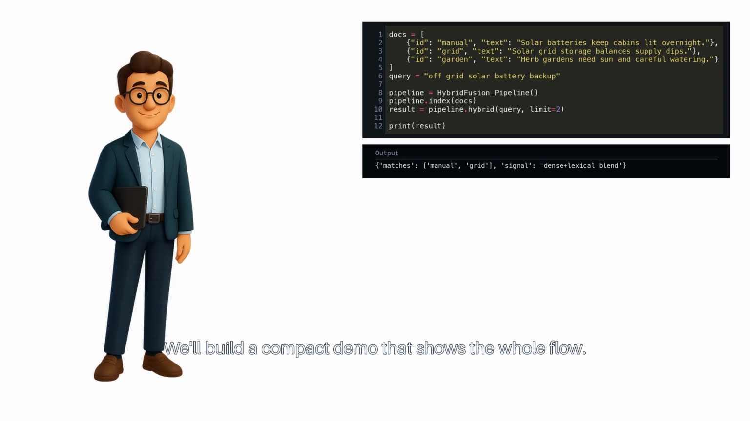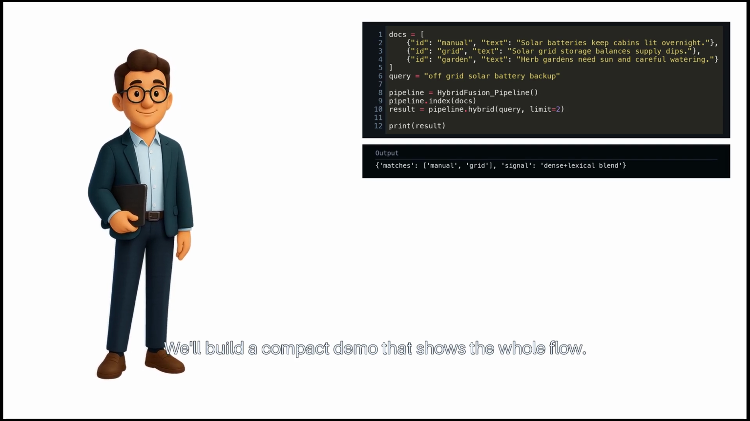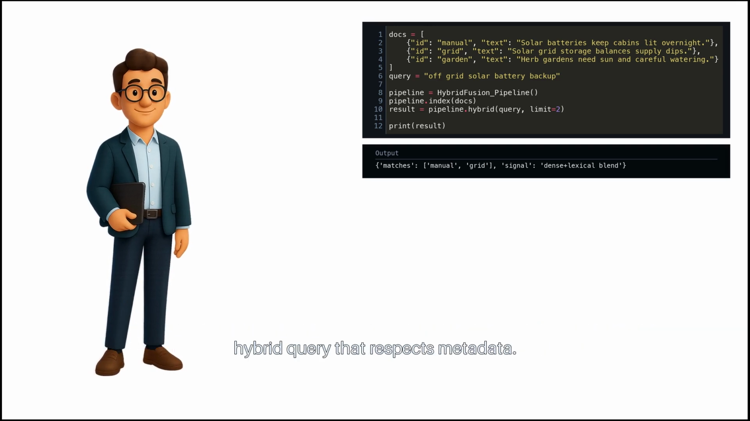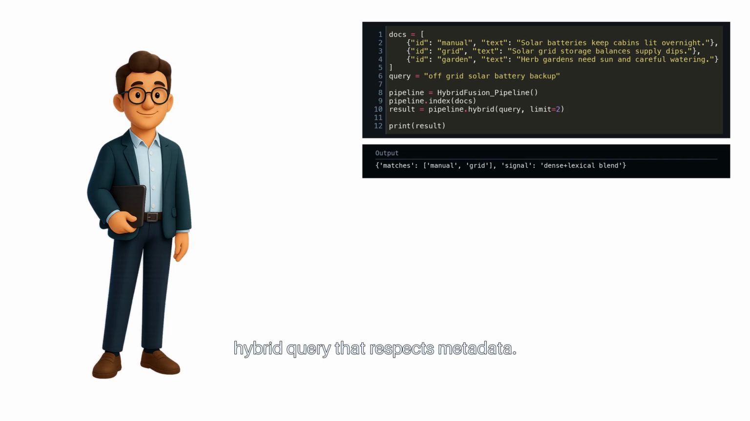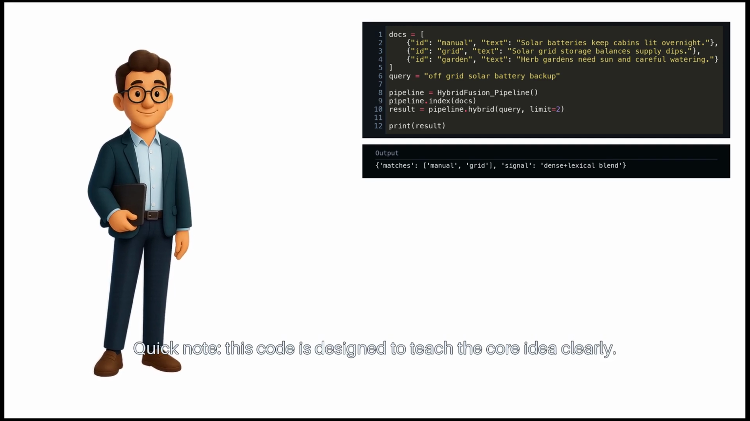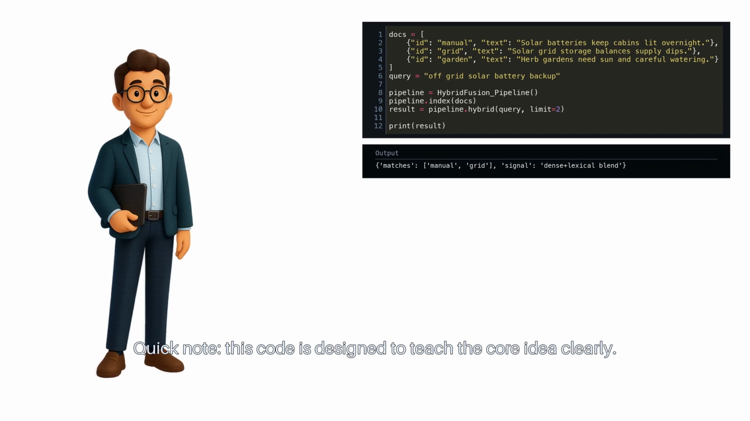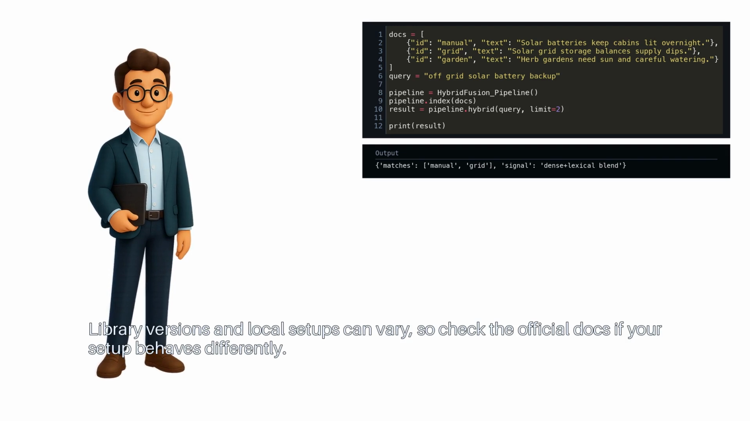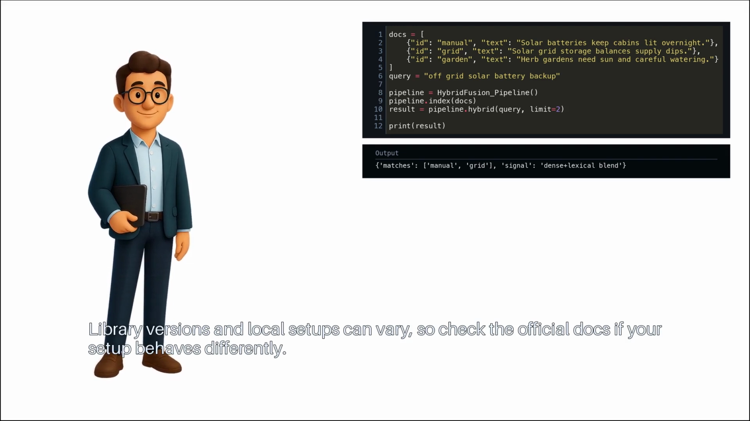We'll build a compact demo that shows the whole flow. You'll see collection setup, ingest two toy documents with both vectors, run a sparse-only probe, run a fused RRF search, and finish with a guarded hybrid query that respects metadata. That should make the pattern clear so you can scale it safely. Quick note, this code is designed to teach the core idea clearly. Library versions and local setups can vary, so check the official docs if your setup behaves differently.